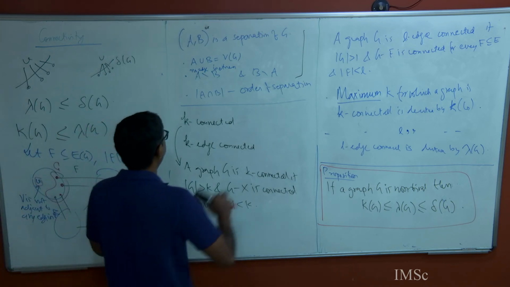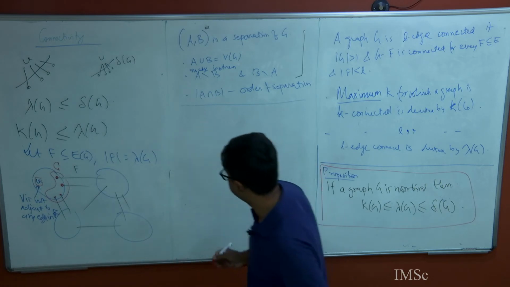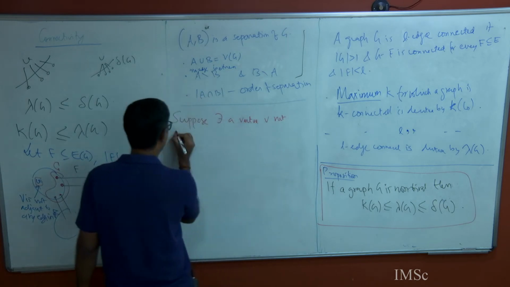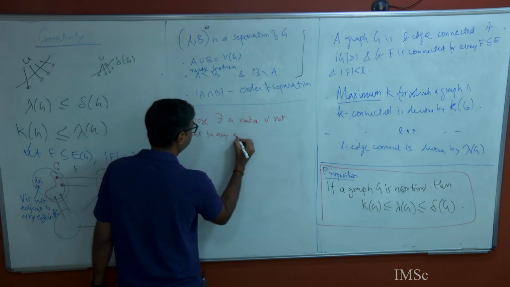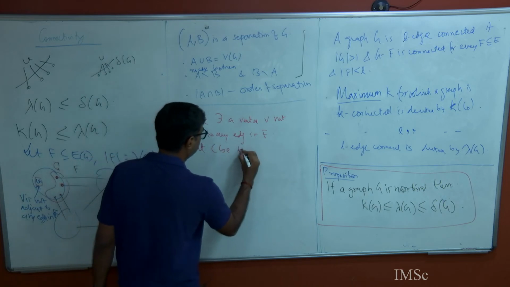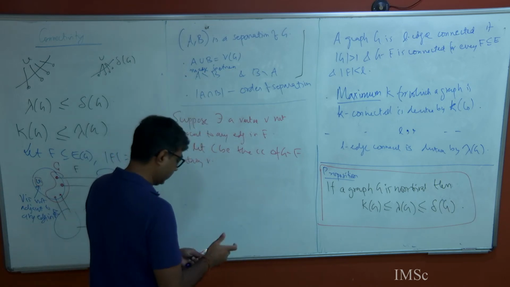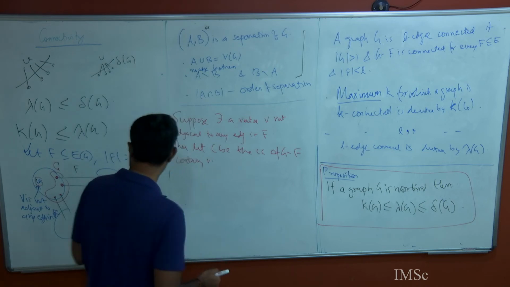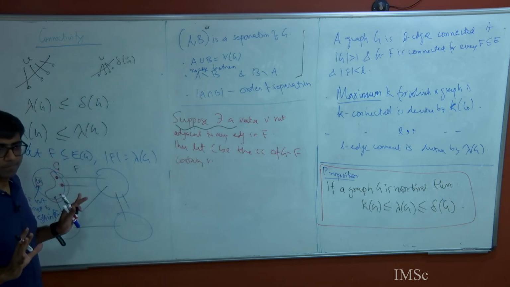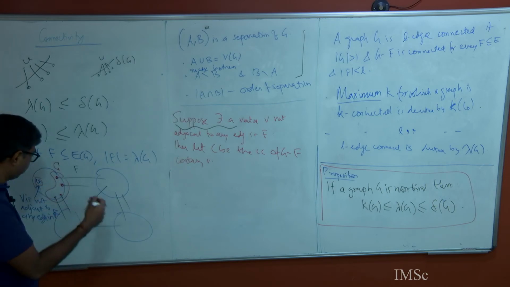Okay. So two things to notice. First, suppose there exists a vertex V not adjacent to any edge in F. Let C be the connected component of G minus F containing V. It can be adjacent, I've never said it cannot. I say suppose. We will get there. I'm trying to create a situation which at least we can handle.